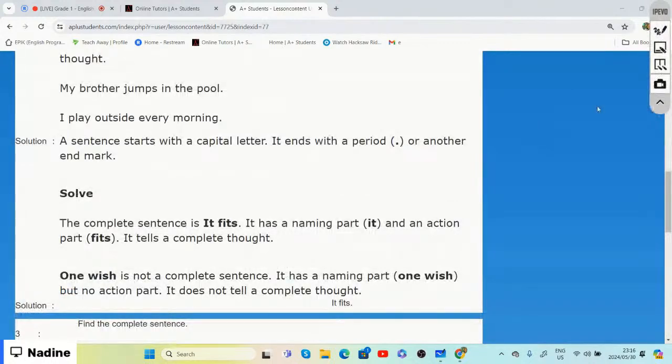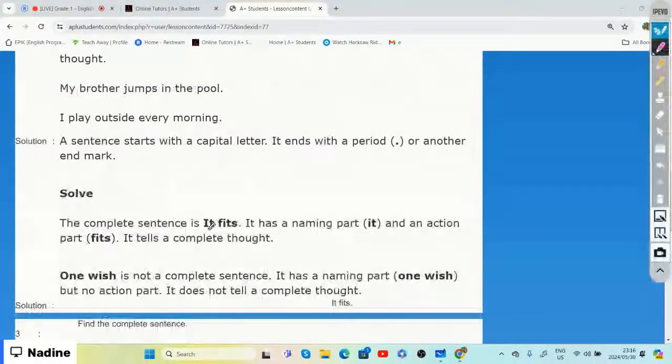All right. Then also here we have two sentences. We have one that says "it fits" and the other one that says "one wish." So if we look at those two sentences, "one wish" is not a completed sentence. It has a naming part but doesn't have an action part. Whereas "it fits" has a naming part, which is "it," and "fits" is our action part.